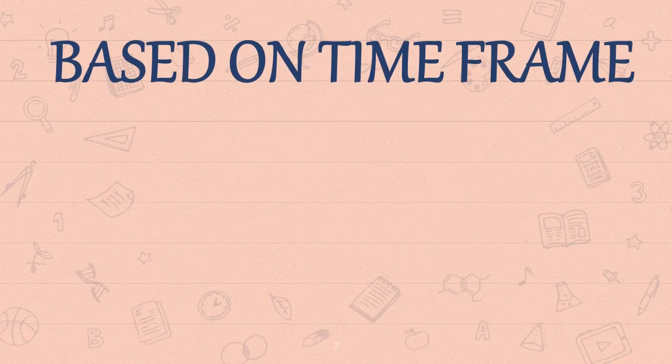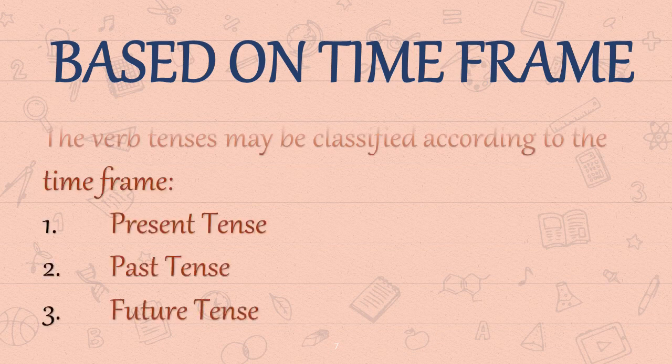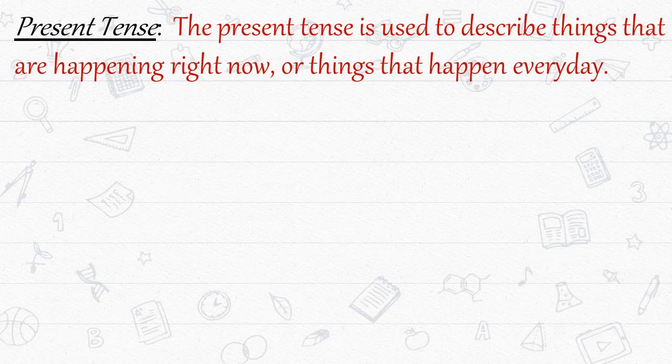Now, I will tell you, based on time frame, how many tenses are there. The verb tenses may be classified according to the time frame. Number 1, present tense. Number 2, past tense. And number 3, future tense. Present tense. The present tense is used to describe things that are happening right now or things that happen every day.